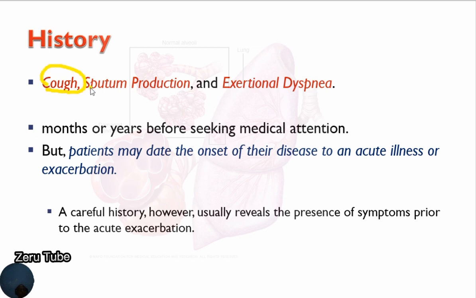Cough, a productive cough. It can be a productive cough, or a sputum production cough, and the patient is unable to work. So the patient can have hunger for air due to exertion. So the patient can have exertional dyspnea, cough, and sputum production as symptoms.